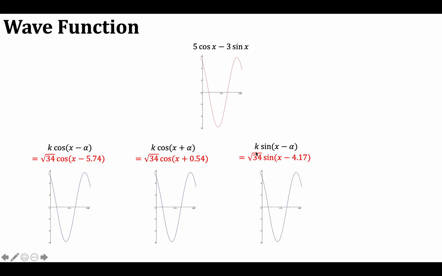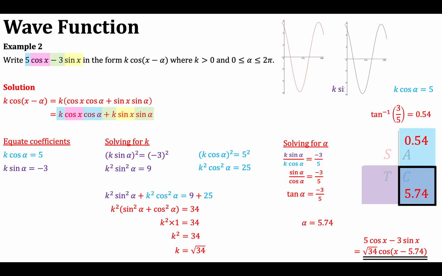If we'd been asked to express it in the form k sine of x minus alpha, we would have had root 34 still, but sine of x minus 4.17, again a different phase angle. And if we had been asked to express it in the form k sine of x plus alpha, you can see once again that we had a different phase angle, but all of these, the graph is the same, so no matter what form we're asked to express it in, we will be able to obtain the same graph from that. So just pop back to example 2 here and give you a minute to copy that down.